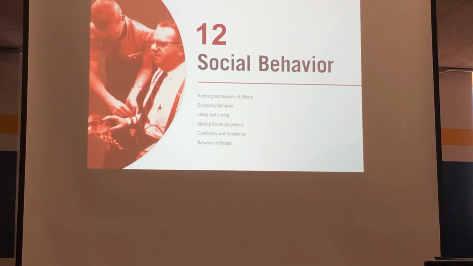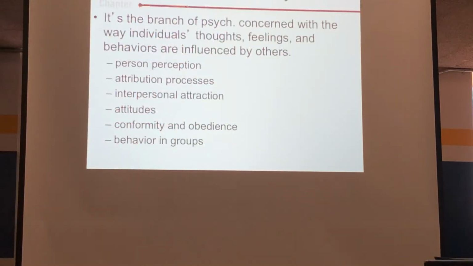So let's get started. Social behavior. What are some things we covered? Milgram. Asch. Zimbardo. Attribution. Skinner box a little bit. Stereotyping, schemas, good. Okay, so those are all the things we kind of covered.